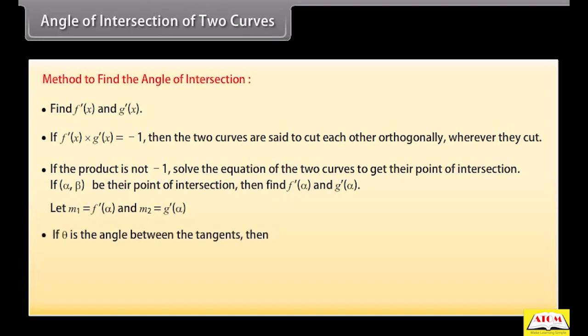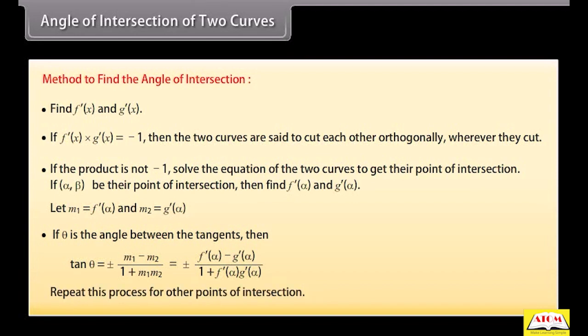If theta is the angle between the tangents, then tan theta = ±(m1 − m2)/(1 + m1m2) = ±(f'(alpha) − g'(alpha))/(1 + f'(alpha) g'(alpha)). Repeat this process for other points of intersection.